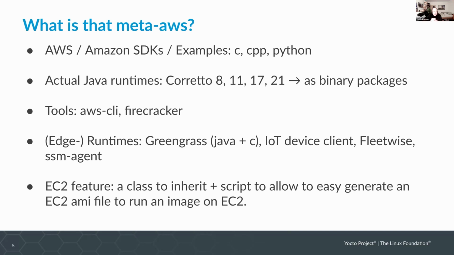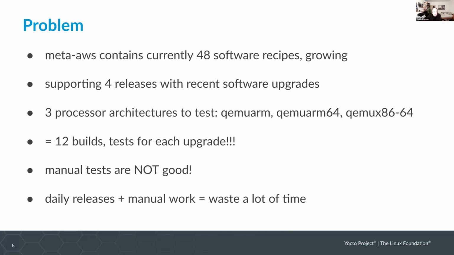One interesting thing which is included in Meta AWS is the so-called EC2 feature. It's a basic, simple class to inherit, and that will allow you to generate an image from your Yocto image, and that can be uploaded to EC2, and you can run them in the cloud for testing or for production, whatever you want.